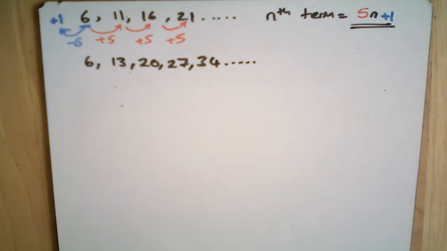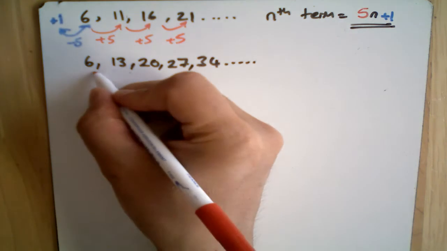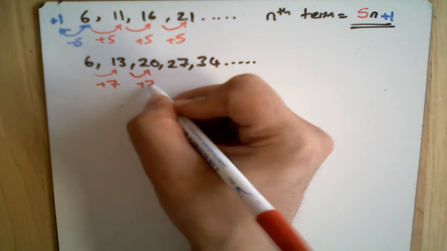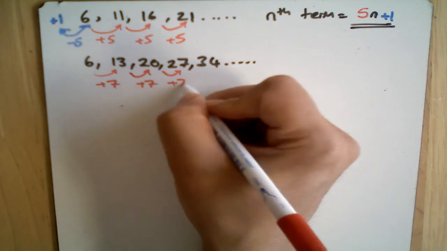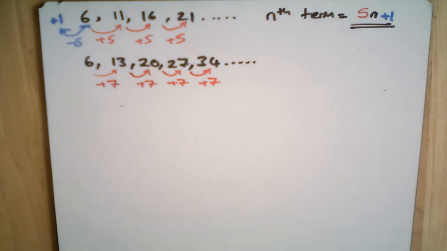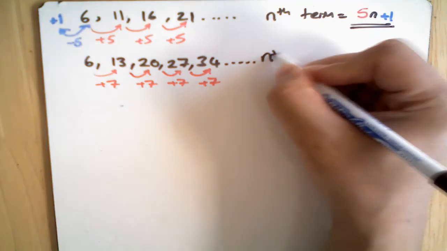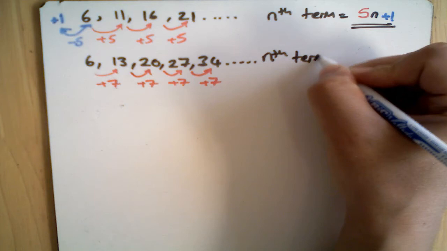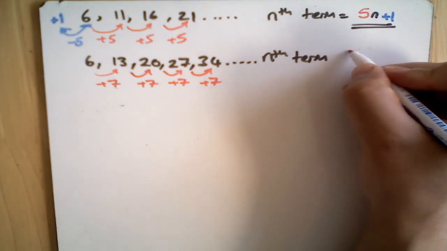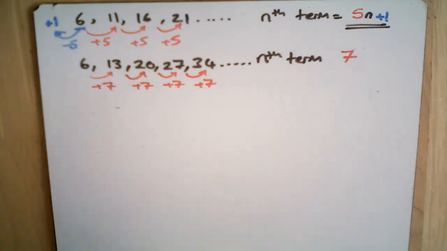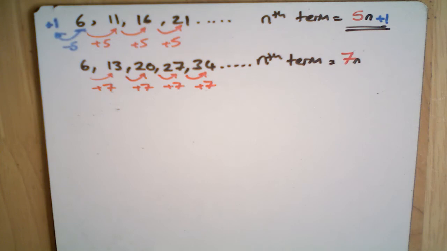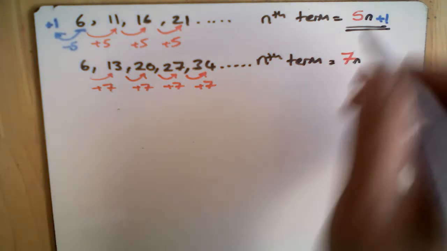Right, a quick check just to see if it is a linear sequence. I'm adding on 7, I'm adding on 7, adding on 7. Okay, so I'm always going up in 7s, so I can use this quick shortcut or technique for finding the nth term. So, if we go up in 7s, our nth term will be equal to 7n, let's put the equals there.